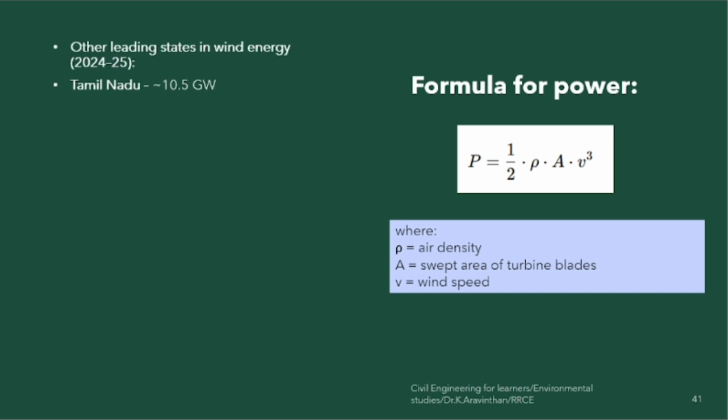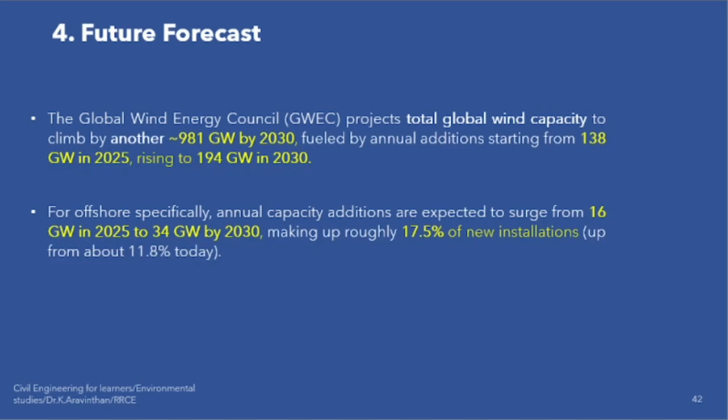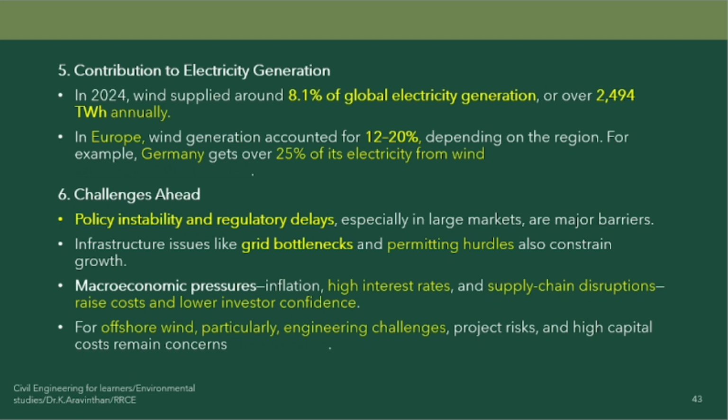You see who is the leading state in India. I have told you the global scenario. In India, Tamil Nadu is the leading state. And as of now, how much capacity in India do we have? It is being highlighted here, 10.5 gigawatts as of 2024. Now, future forecast: 8.1 percent of global electricity is being contributed by wind energy. The rest, I have told you, are solar, windmills, nuclear, etc.